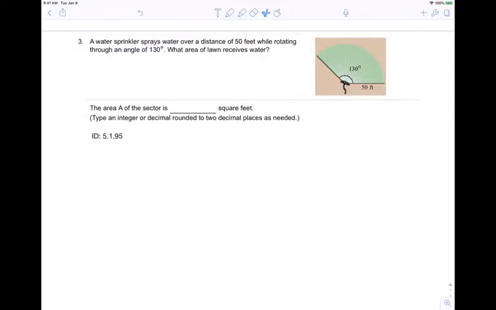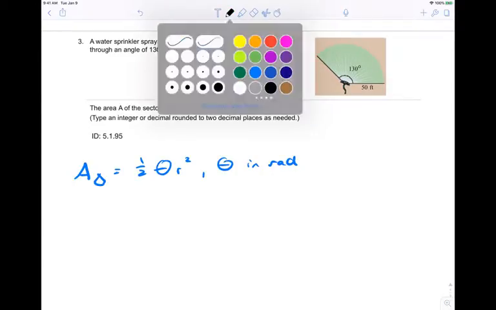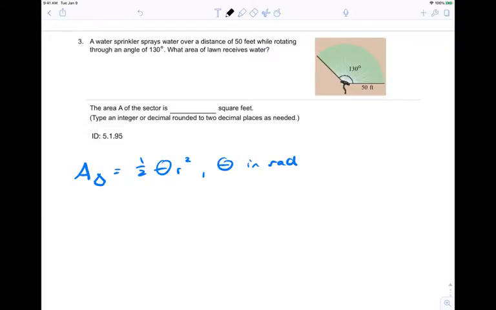So we're still using the same formula. Under the impression that this formula goes, area of a sector is going to be one half theta r squared, where theta is in radians. Is that what we just said? Let's see. So this one says the distance. What is the 50 feet in our formula? That's the radius. So r is 50 feet.